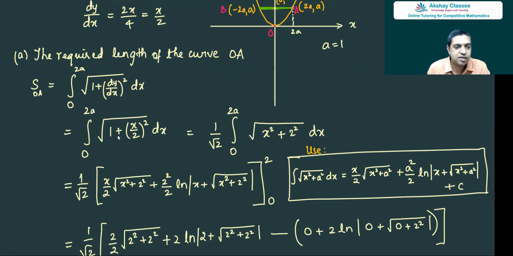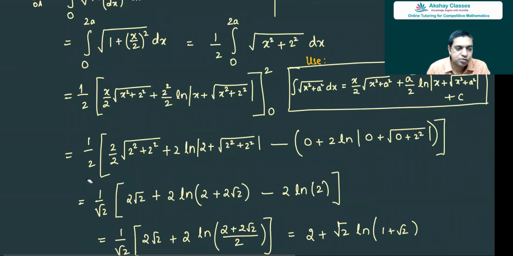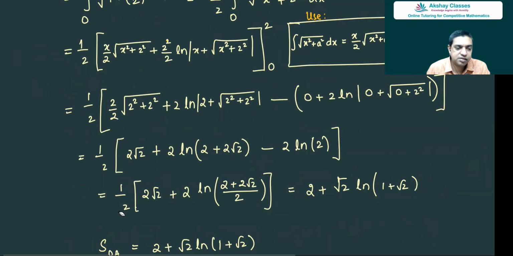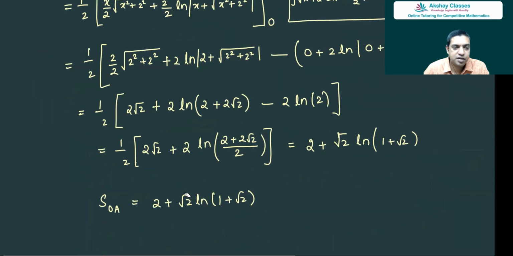Again, this is not root 2 doesn't come outside. This 2 comes outside. I made a mistake here. So this 2 comes outside. In that case, the answer will be root 2 plus log of 1 plus root 2.